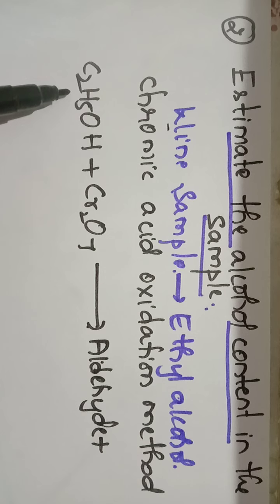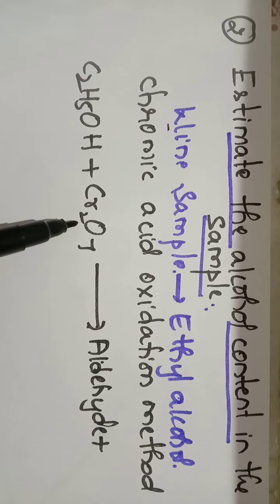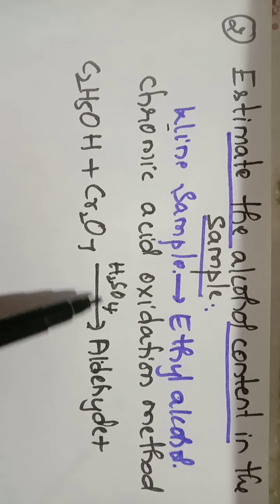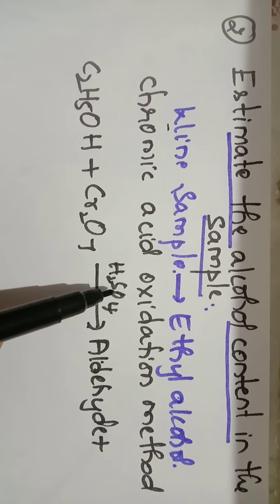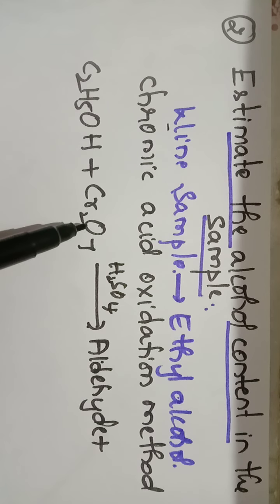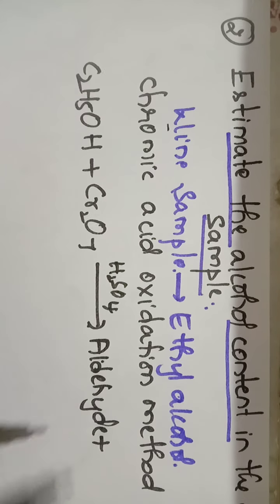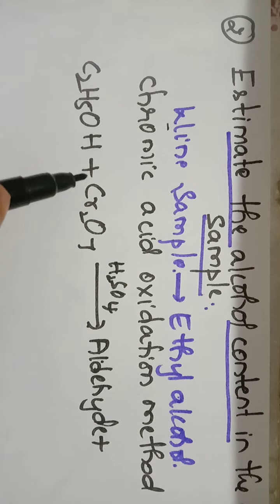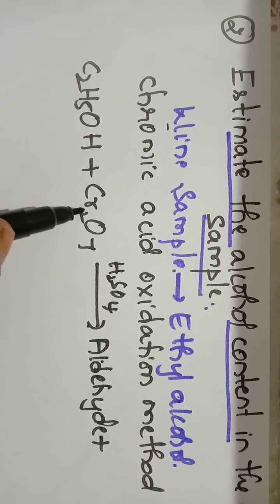So what happens here is your ethyl alcohol is oxidized by the chromate ions. How are the chromate ions formed? Because of the presence of sulfuric acid. When we are preparing the chromic acid, we add the sulfuric acid. In the presence of sulfuric acid, ethyl alcohol is oxidized by the chromic acid to aldehyde, and meanwhile, once it oxidizes, it reduces the chromate ion.